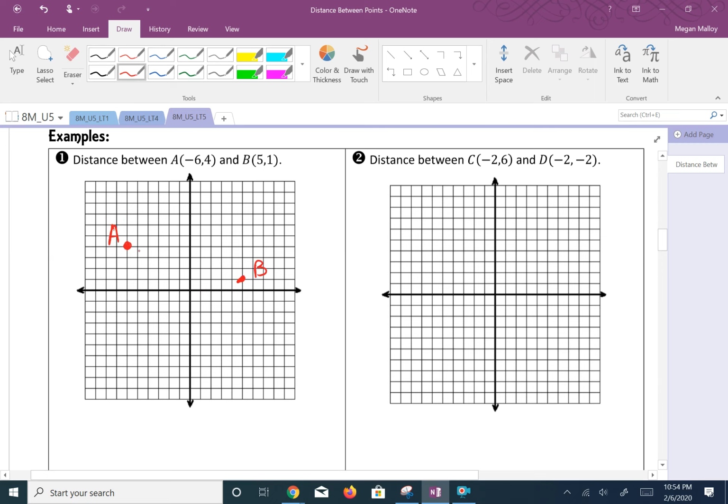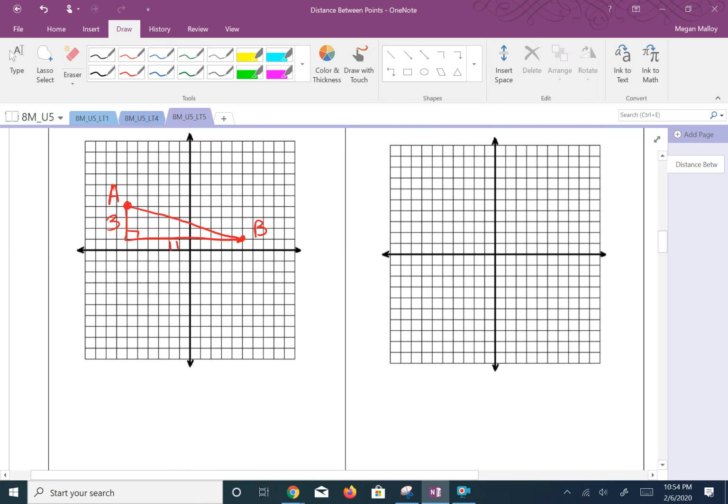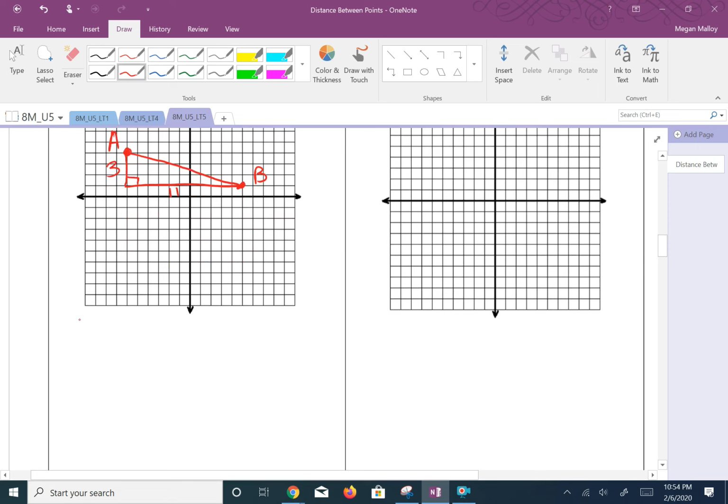So right there, and we are looking for the distance between those two. So I'm going to create my right triangle, which gives me a leg with a side length of 3 and a leg with a length of 11. So if I plug that into the Pythagorean theorem, that gives me 3 squared plus 11 squared equals c squared.